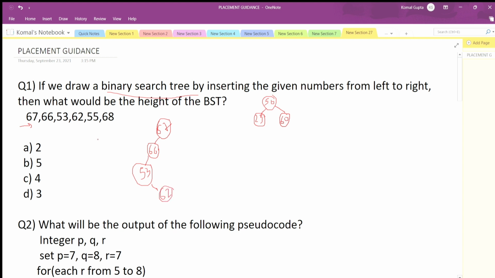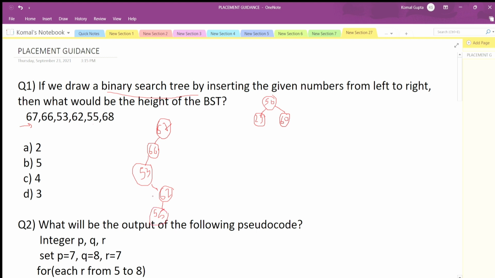Now the next number is 55. Again we will see from the starting that 55 is less than 67, so we will come to the left. 55 is smaller than 66, we will again come to the left. 55 is greater than 53, so we will come to the right. Now 55 is smaller than 62, so we will place this 55 to the left of 62.